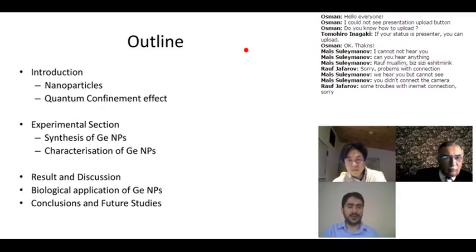Now I would like to share my outline. In the introduction, I'm going to talk about nanoparticles, what they are, and why they are special in terms of quantum confinement effects. Next, in the experimental section, I will share details of the synthesis, and after the synthesis, we did characterization to understand our materials. After that, I will talk about results and discussion, and give an example of biological applications and future studies.